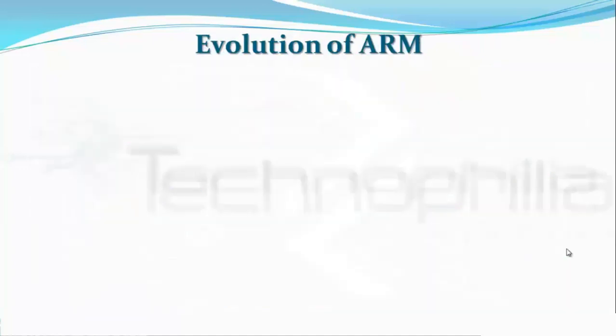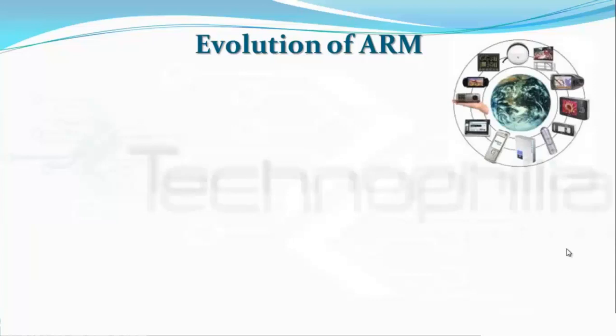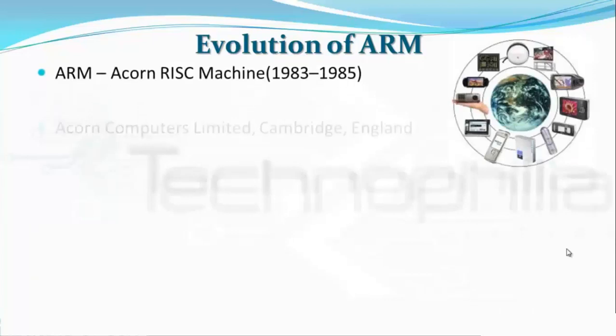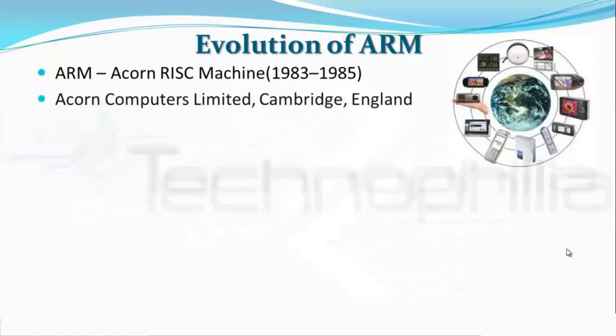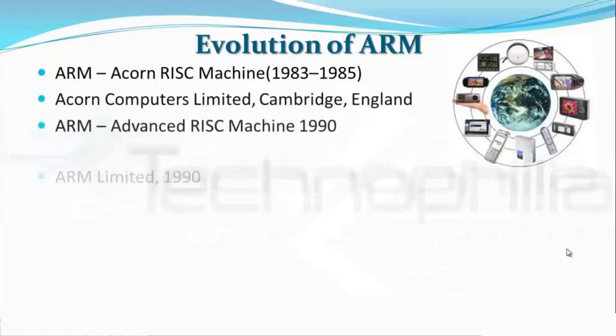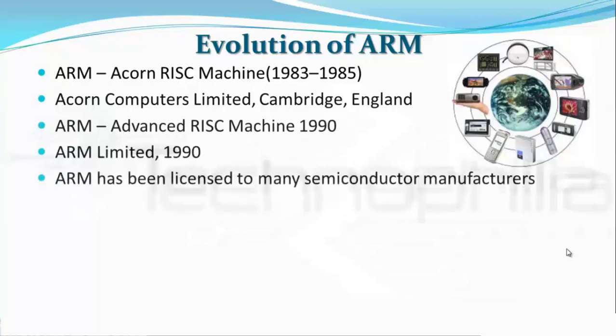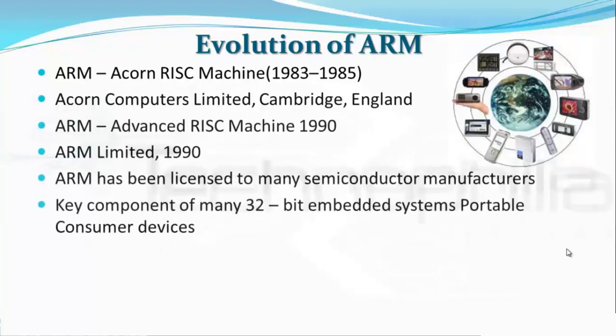The slide shows the evolution of ARM microcontrollers. In the beginning ARM was known as Acorn RISC Machine, later in 1990 it became Advanced RISC Machine. ARM became more popular for its ARM7 TDMI core which provides high code density and low power consumption.